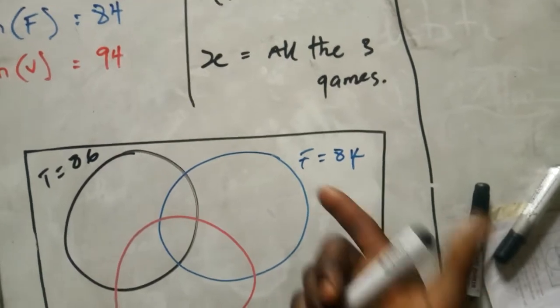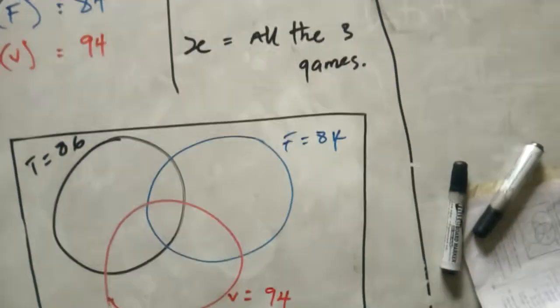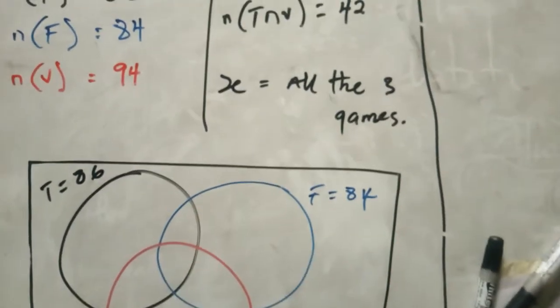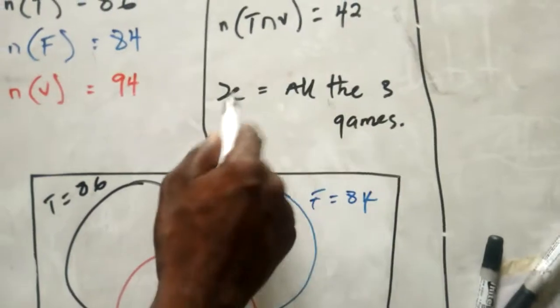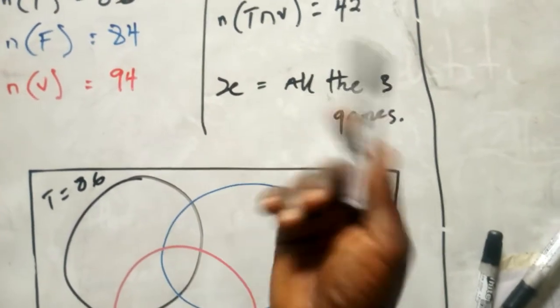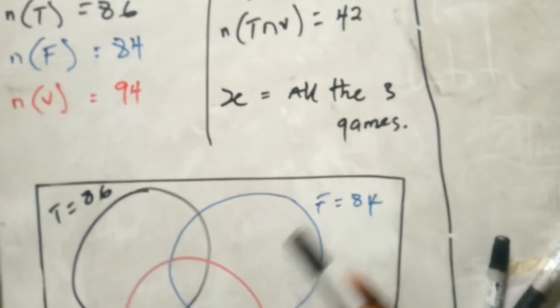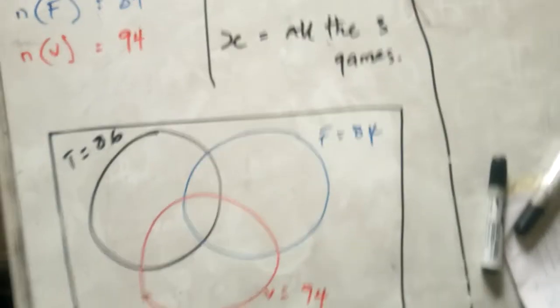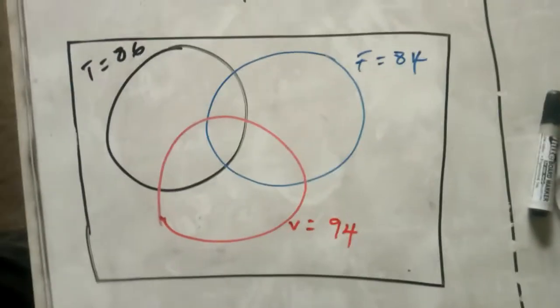This X in this question are people who are playing all the three games. Very, very simple. We are not going to find S, but rather we are going to find the people who are playing all the three games. Okay. Now the three set problem has at least almost 8 regions.